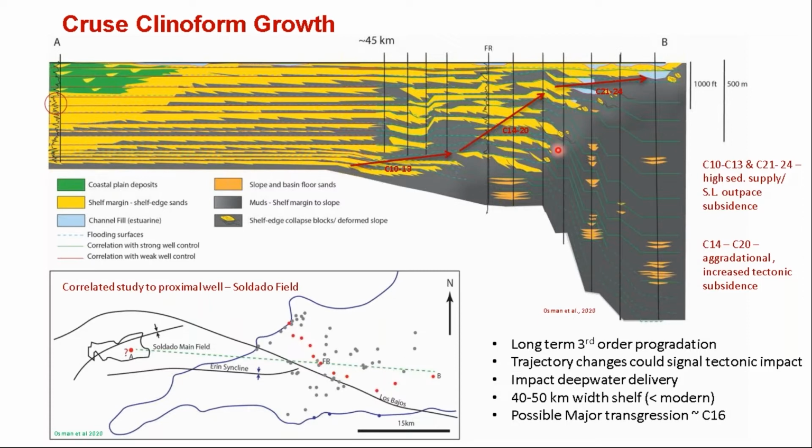Oblique collisional times. And this could also account for this sort of major transgression that we observe at C16. And quite interestingly, this also correlates quite well to our well from literature, where you actually see a major sort of muddy interval also transgressive during this time.